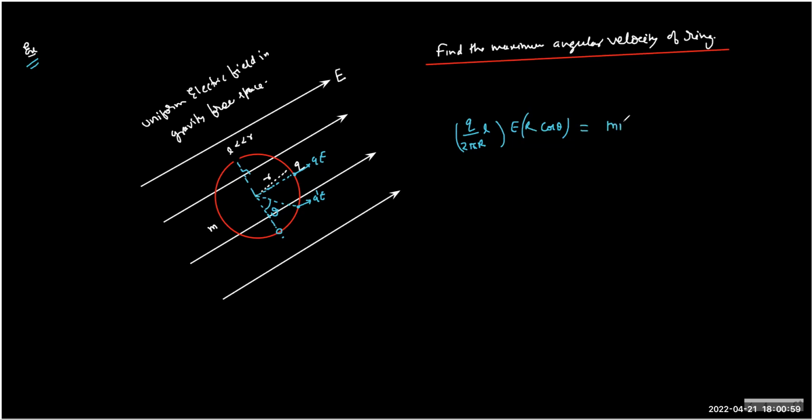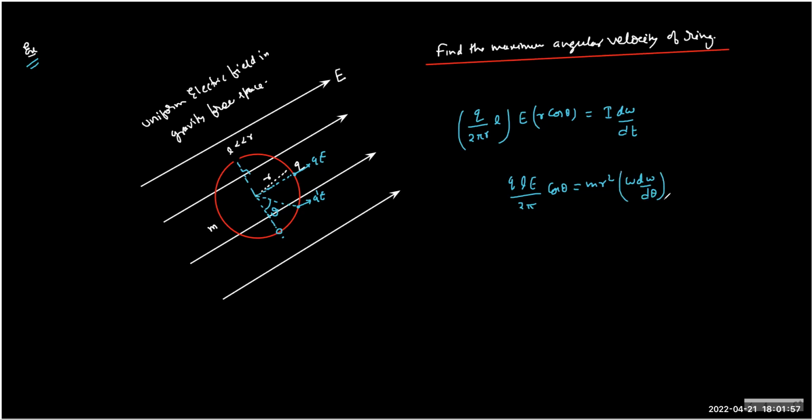Equals I_CM, which is M R square, because this is a small one. Once again, Q by 2 pi small r into L is the charge, into E is the force, into R cos theta is the torque in general. And the torque equals I alpha. Alpha is d omega by dt. So I is how much here? M R square. And we can write alpha as omega d omega by d theta. That's better because the function is of theta.